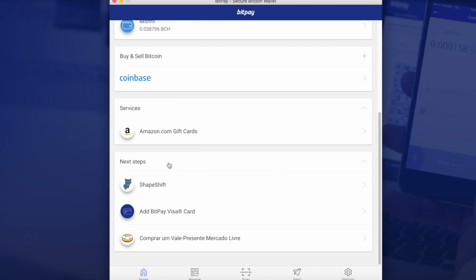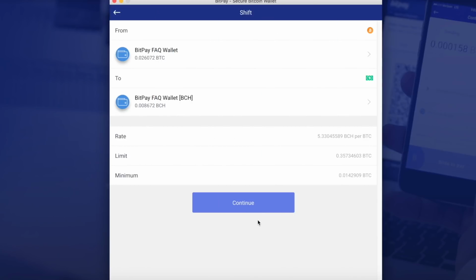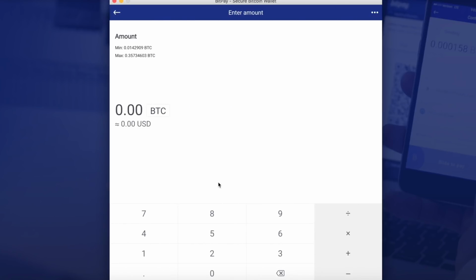Then scroll down to Next Steps and click ShapeShift. From there, click Start. Look over the current rate of exchange, the limit of what you can shift, and the smallest amount of what you can shift. Click Continue and enter an amount of Bitcoin or Bitcoin Cash that you want to shift.